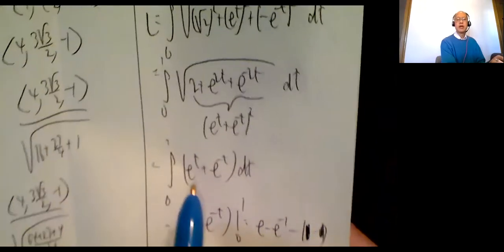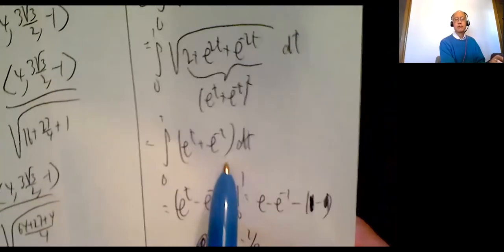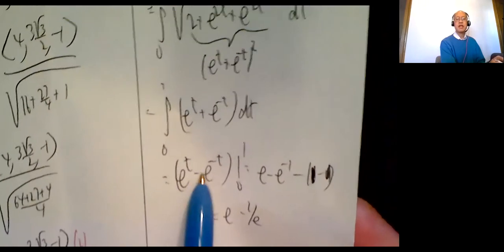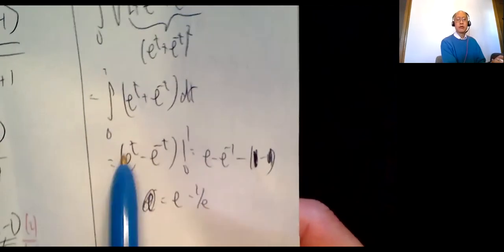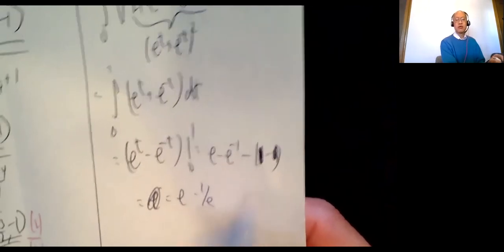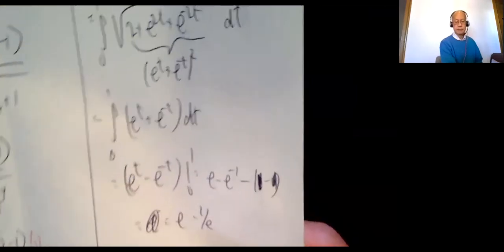So the square root is e to the t plus e to negative t, whose integral is e to the t minus e to the negative t from 0 to 1. Plug in 0, you get 0 in the form of 1 minus 1. Plug in 1, you have e minus e to the negative 1, or e minus 1 over e. Okay, so that's it for that side.